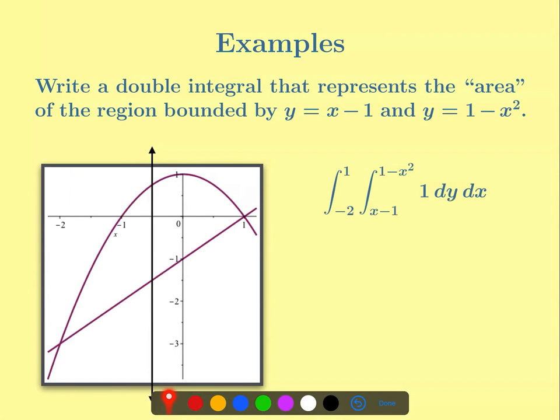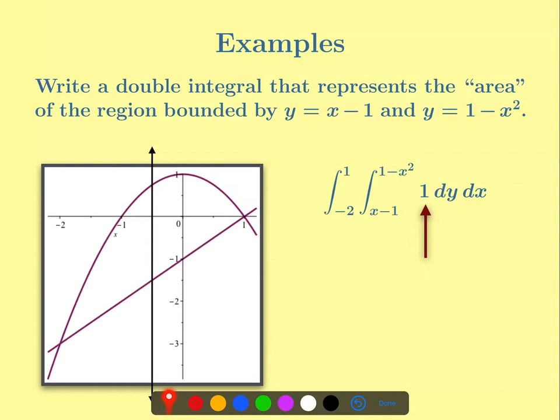So if we set this up, we have x between minus 2 and 1. For each fixed x between minus 2 and 1, y is going from the line x minus 1 to the parabola 1 minus x squared. And again, we can see that does not depend on where this line is. As long as it's a vertical line between x equals minus 2 and 1, the bottom curve is going to be the line, and the top curve is going to be that parabola. So this would give us the limits of integration we need for that region.